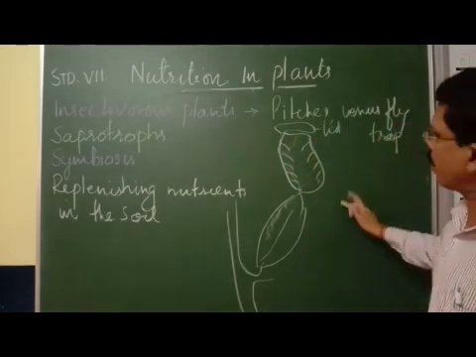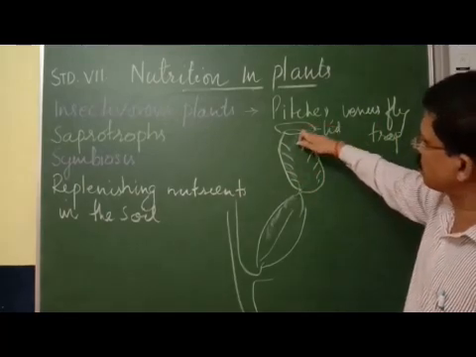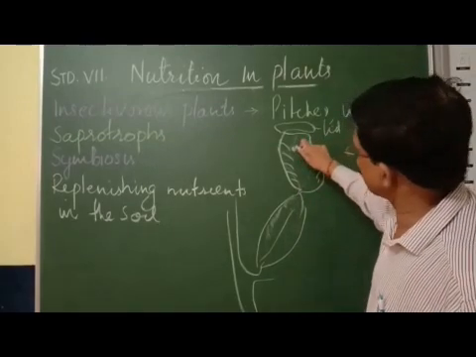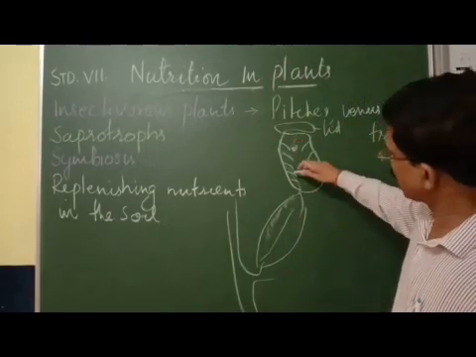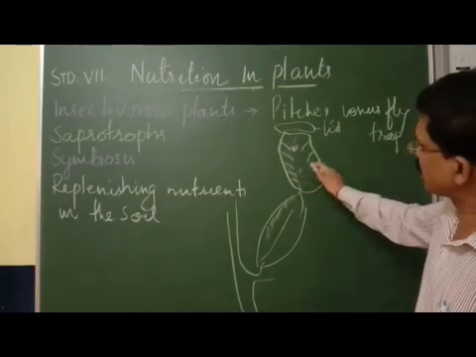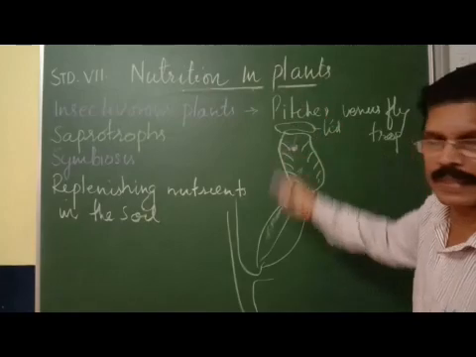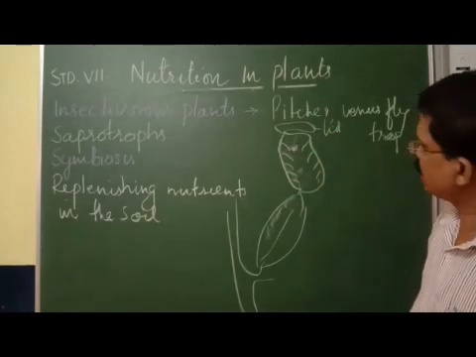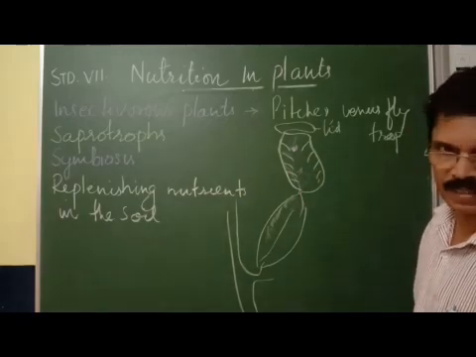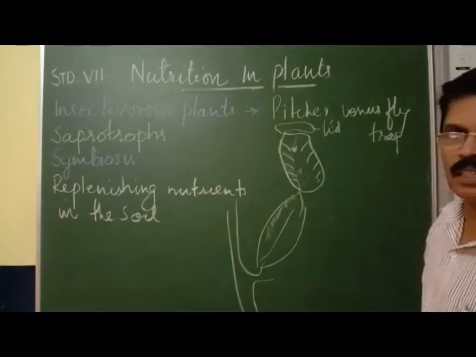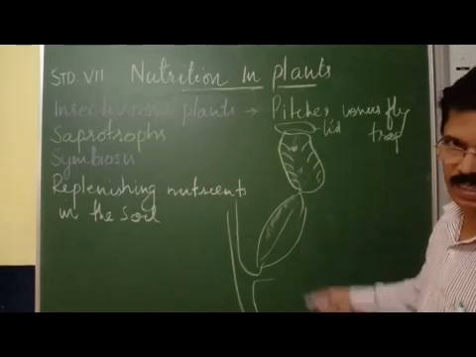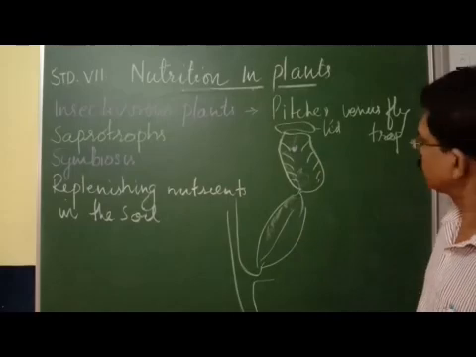When the insects are trapped inside, the cells of the pitcher secrete digestive juices and digest the insects. And they absorb the nutrients from the digested insects. In this way, pitcher plants get nutrients from the insects they digest by using various enzymes.